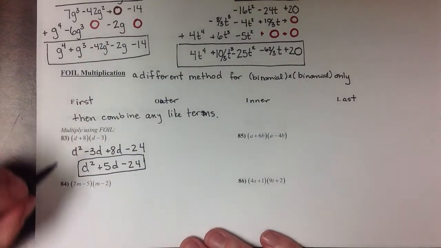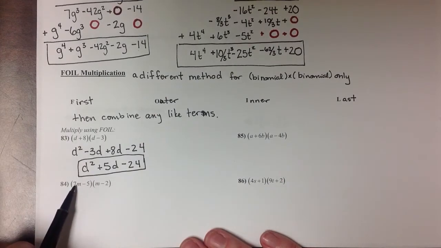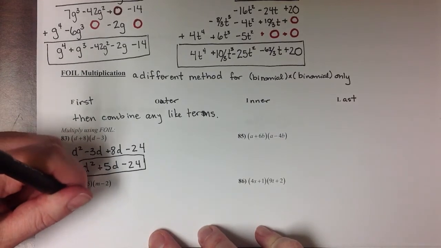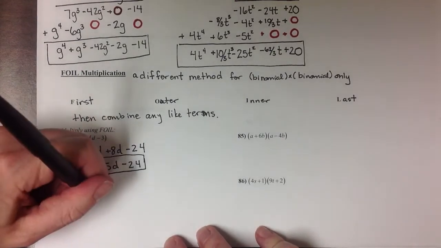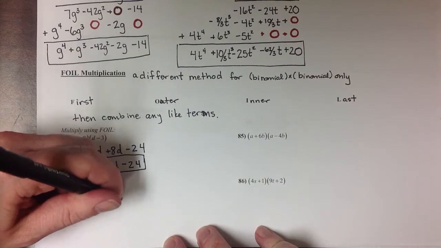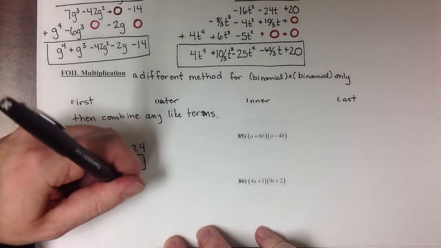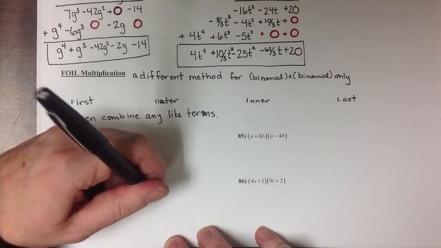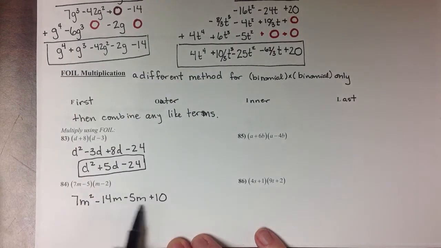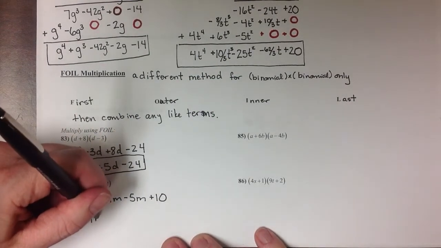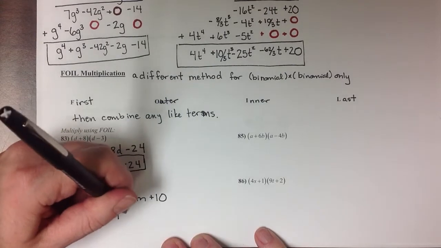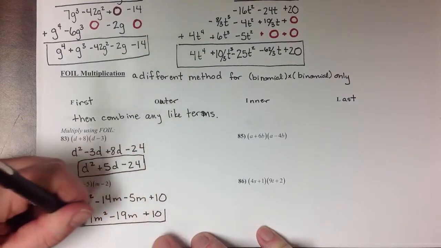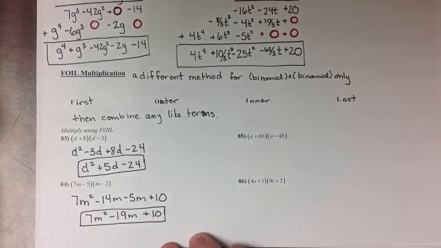Number 84 is going to be similar, except that this time we have a leading coefficient of 7. Doing the first terms, we get 7m squared. Our outer terms gives us a negative 14m. Our inner terms, a negative 5m. And our last terms, a positive 10. Combining these like terms together again, we're going to get 7m squared minus 19m plus 10 as our final answer.